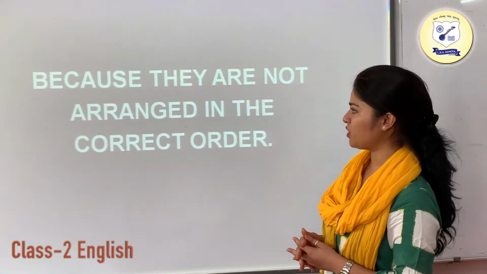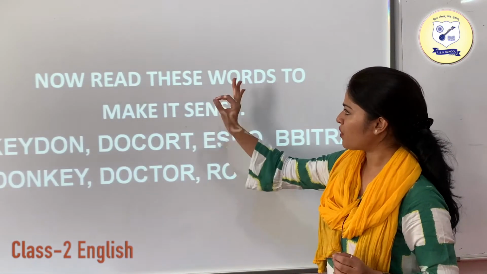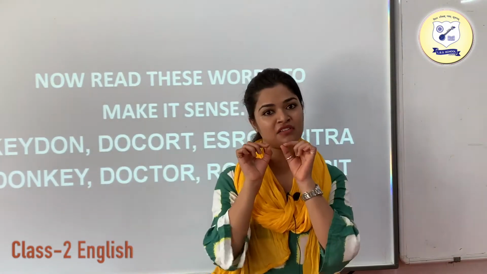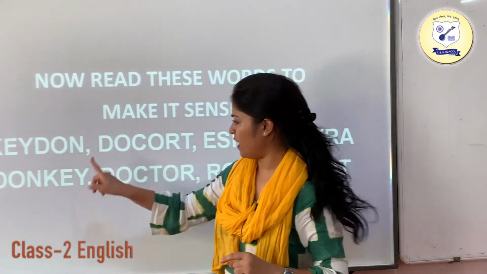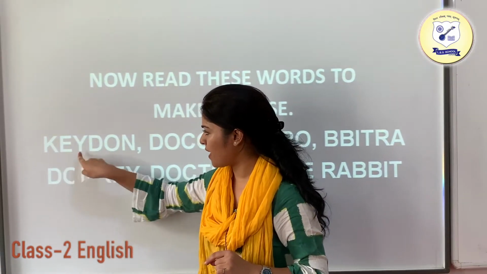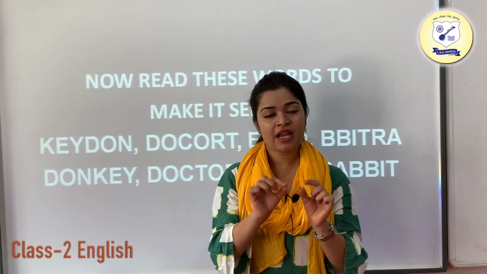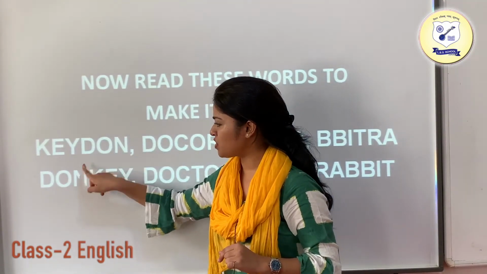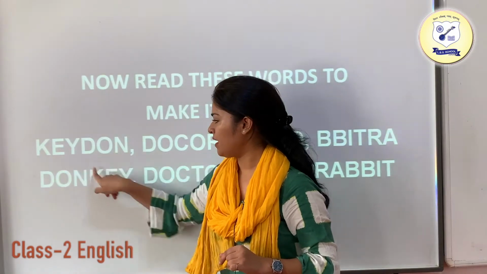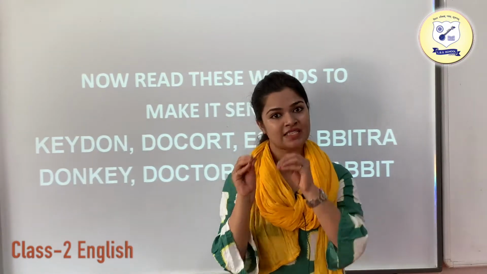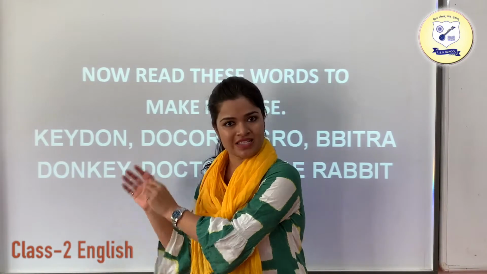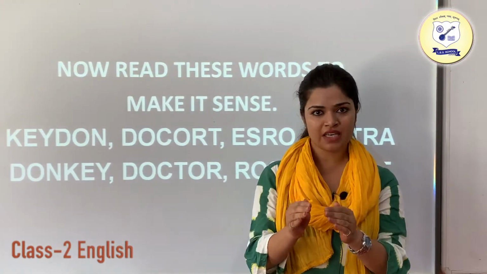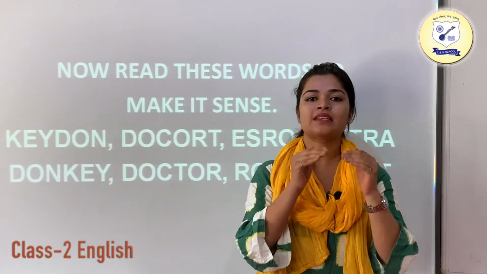Like we are having a few words. Now read these words to make sense. Now also we are having those same alphabets, like you can see Keydon. Similarly, the same alphabets are being used here. This D is similar to this one, Onkey. We are having the same alphabets, but now when you pronounce it, you can see that it is donkey, which is an animal, and you can see that this word is now making sense to you.